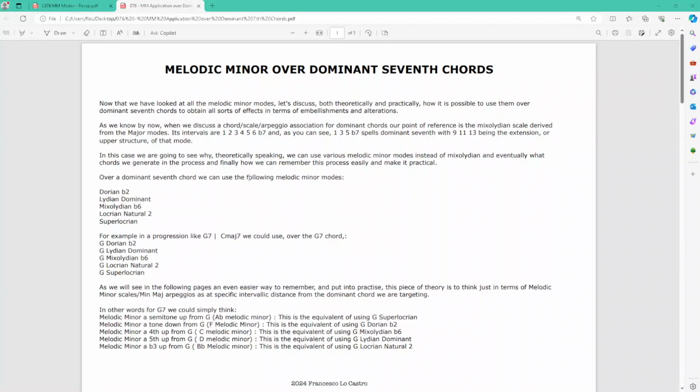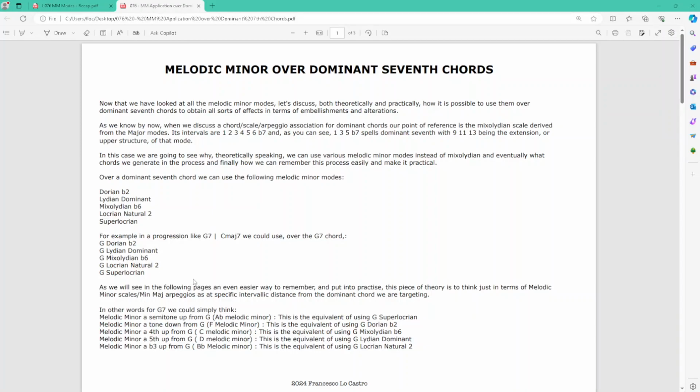In this case I will get a sharp 9. The same thing is happening here. We're using 5 melodic minor modes, but not on the correct chord of the harmonization, but literally over a dominant chord. Let's go back to the PDF. For example, in a progression like G7 to C major 7, we could use over G7, G Dorian flat 2, G Lydian dominant, G Mixolydian flat 6, G Locrian natural 2, and G Super Locrian.